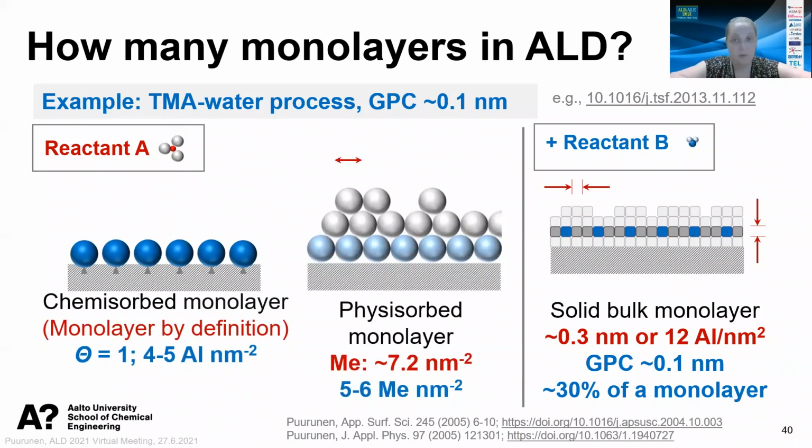How about the physisorbed monolayer? Well, if you think of these ligands of the reactant, for methyl groups, we know that the van der Waals radius is about 0.2 nanometers, and from that you can calculate the maximum theoretical ligand packing, and that would be about 7.2. We are at something like 70% of that, 5 to 6 methyl groups per square nanometer. Sounds pretty dense.